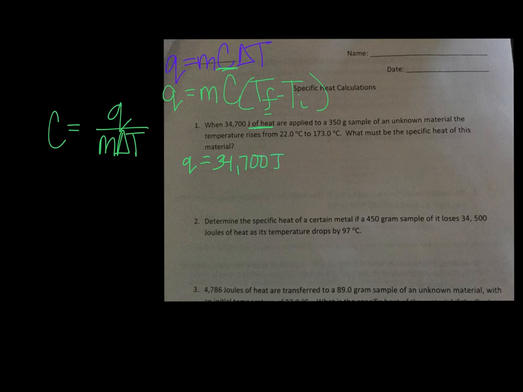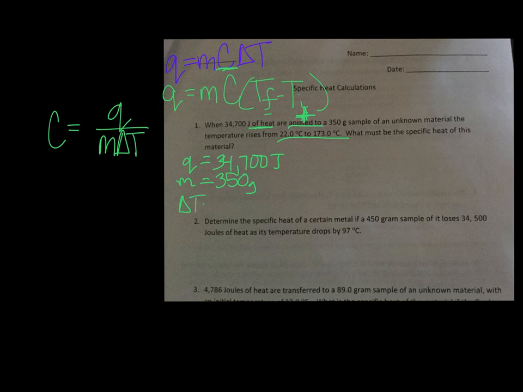Okay, are applied to. All right, so let's actually listen to what that word is saying. If it's applied to, is that a positive heat or is that a negative heat? Plus, because it's going into, right? So we're going to put a little positive above it so that we know that it's going to be a positive number. All right, to a 350 gram sample. So M is 350 grams of an unknown material, and the temperature rises from, and now we have our temperature change right there.